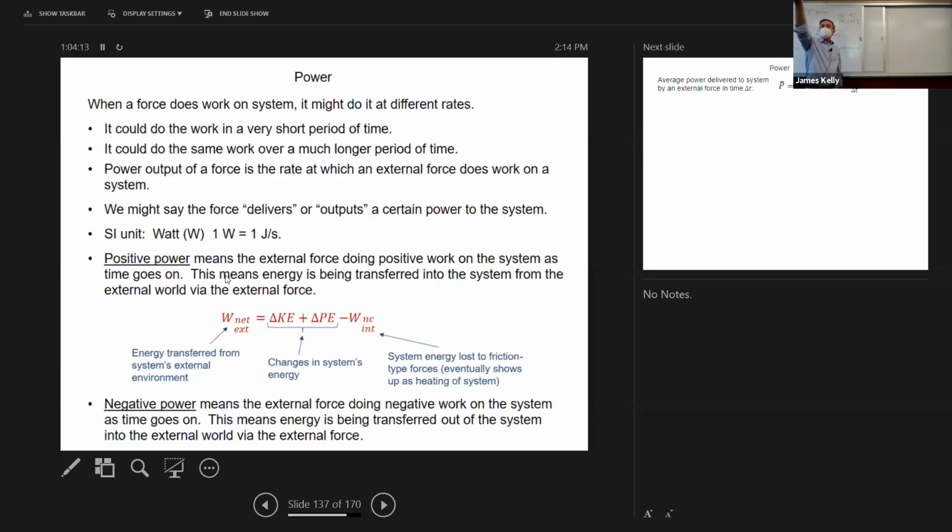Whereas I would say I'm delivering negative power to the system if I lower it down closer to Earth. Or, another way to think of it is you could think of the mass, that downward force it's exerting on my hand, as delivering power to me. Another way we phrase that is saying I deliver negative power to the system. That means it's delivering power to me because it's doing positive work as time goes on. I'm doing negative work.